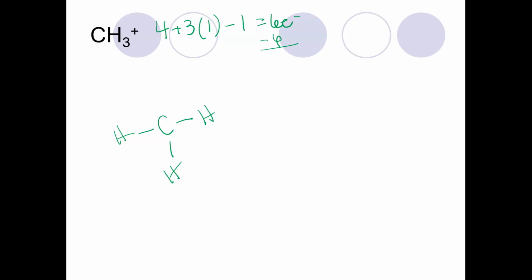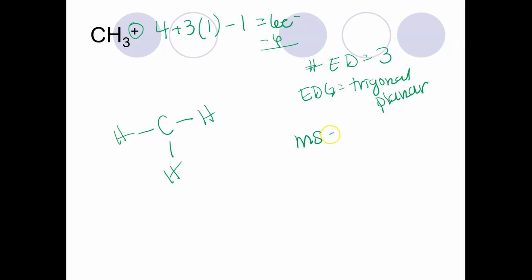Carbon has a positive formal charge and the hydrogens have 0 formal charges. So we knew that it wasn't going to be all zeros. So the number of electron domains, 3. The electron domain geometry is trigonal planar. And the molecular shape, well, there are 3 bonding, 0 non-bonding. So it is also trigonal planar. And the bond angles are 120 degrees. Okay.